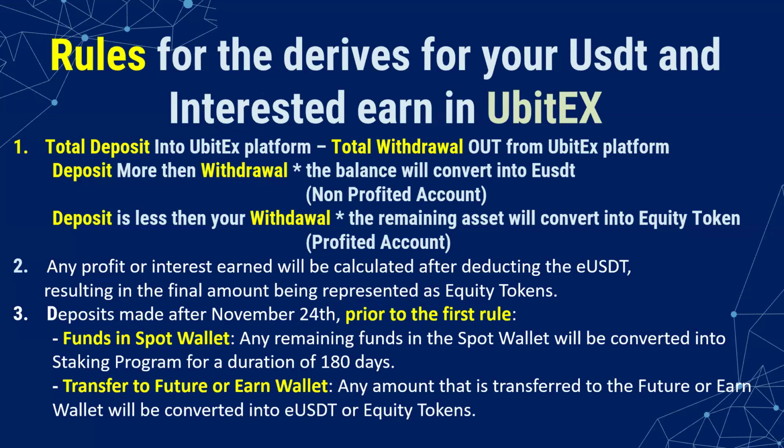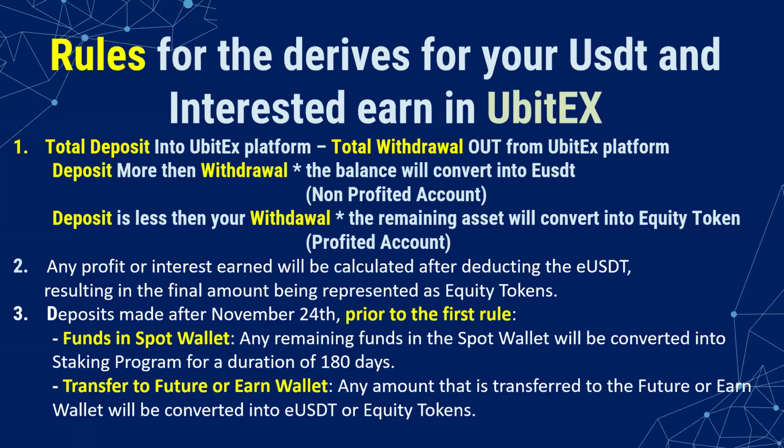Point two, any profit or interest earned will be calculated after deducting the EUSDD, resulting in the final being represented as equity tokens. Point number three, deposits made after November 24th, prior to the first rule. For example, if your funds are in the spot wallet, any remaining funds in the spot wallet will be converted into a staking program for a duration of 180 days.